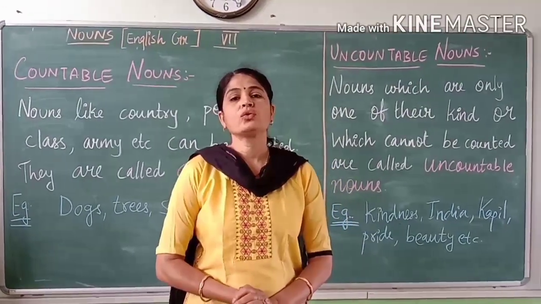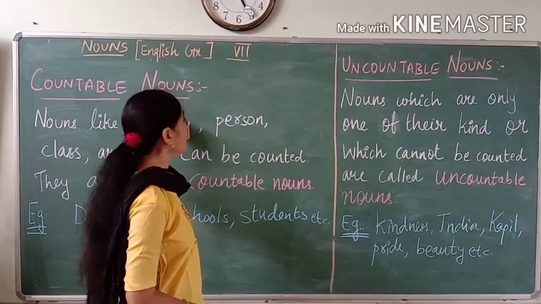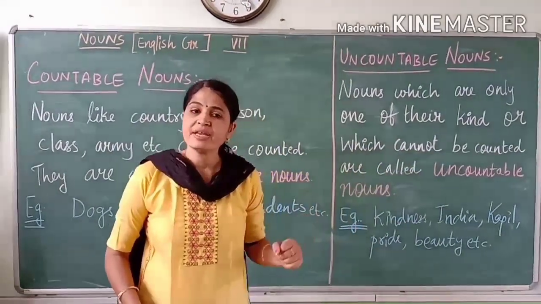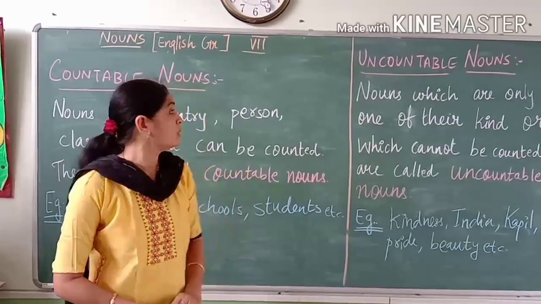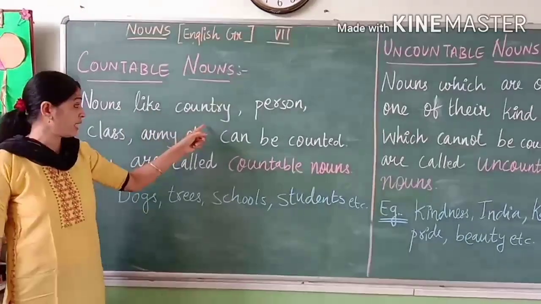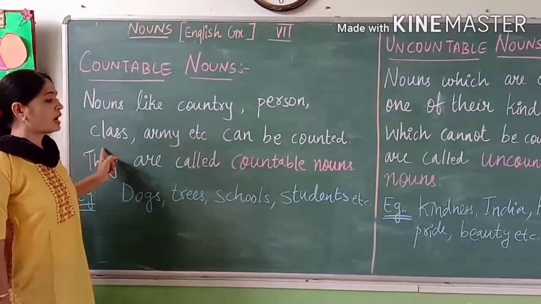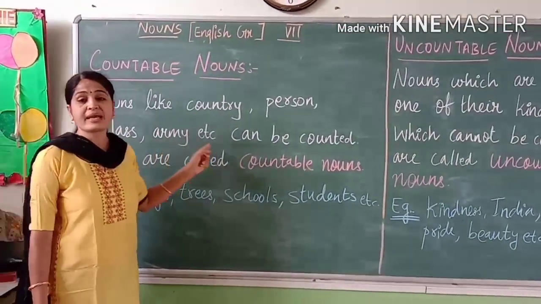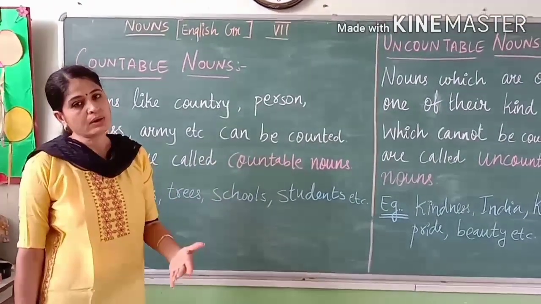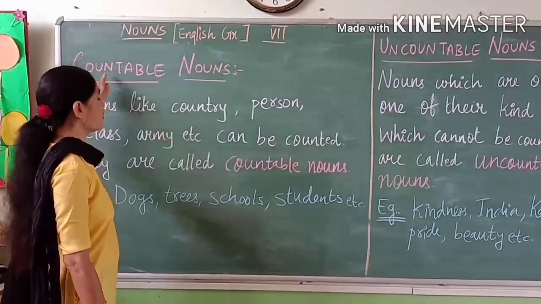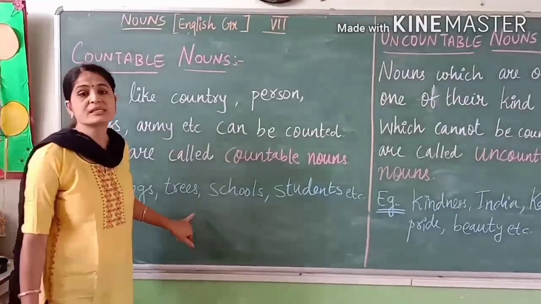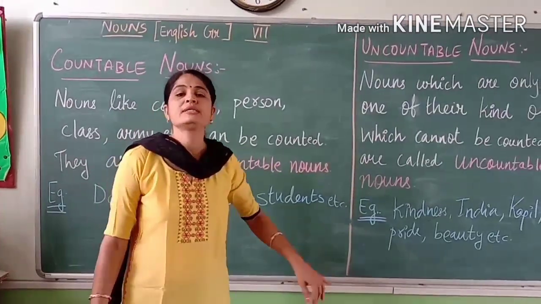Common noun. I would like to throw light on countable nouns and uncountable nouns. They are very simple. How to denote a countable noun? Some nouns like country, person, class, army, etc. that we can count. The things which we can count can be denoted as countable noun. For example, dogs, trees, schools, students, etc.